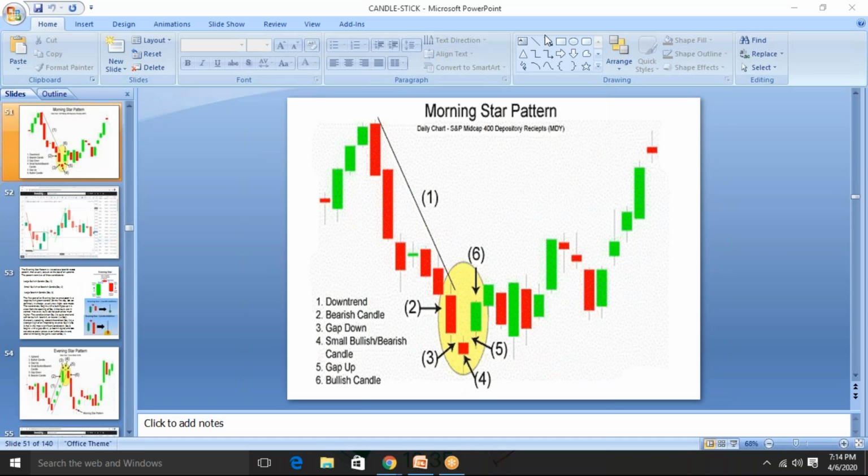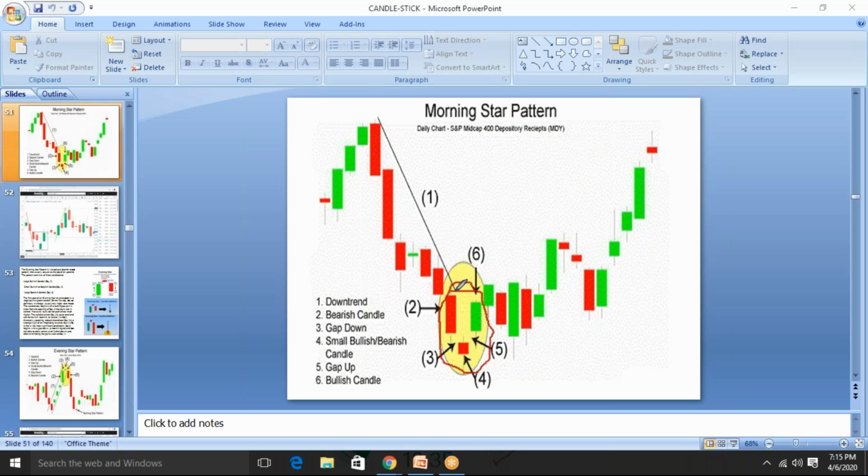These three candles together form a pattern which is known as morning star. It is a very powerful pattern. Morning star is very useful and a very good pattern.